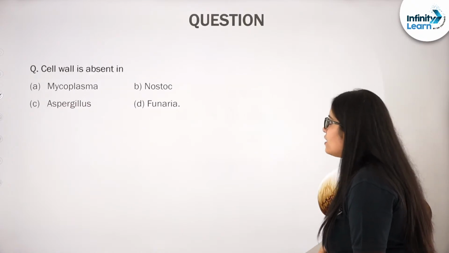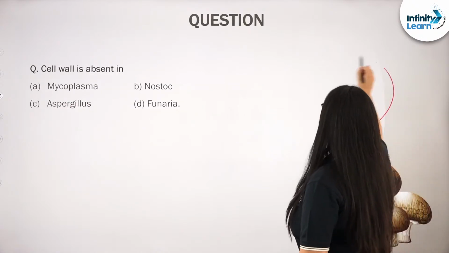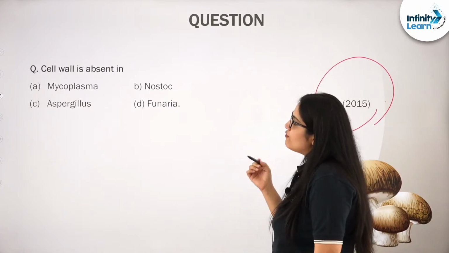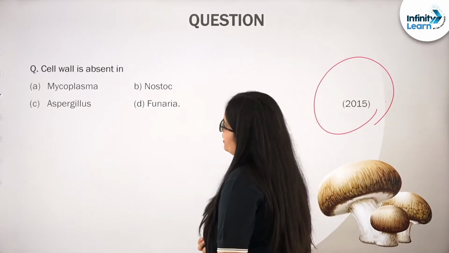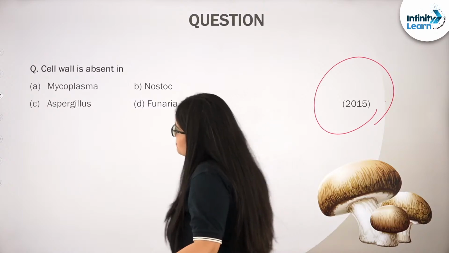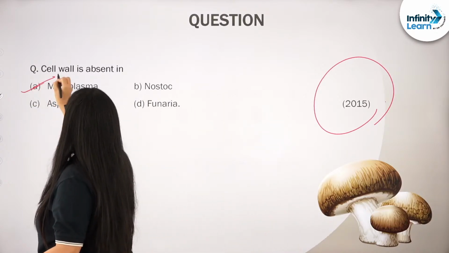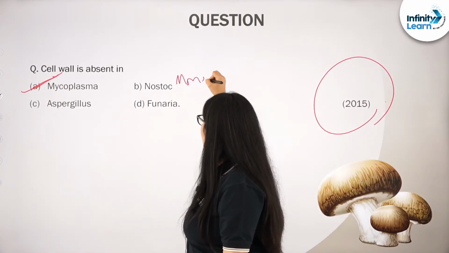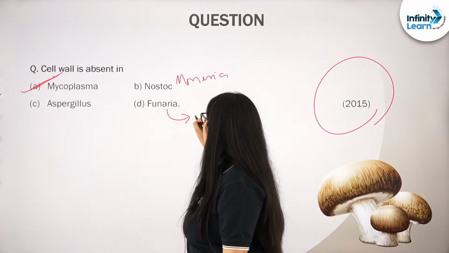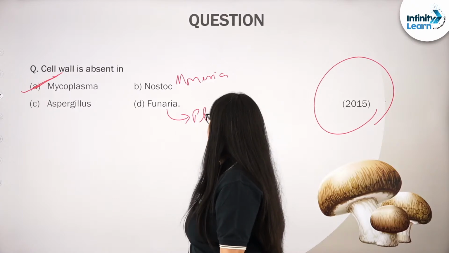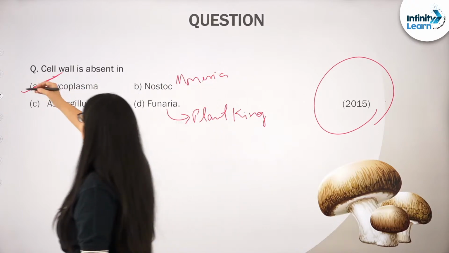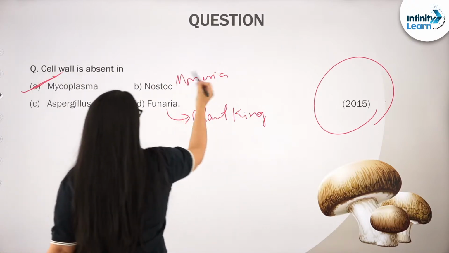Next, cell wall is absent in. This question was asked in NEET 2015. Cell wall is absent in, what do you think, which one? Cell wall is absent in mycoplasma, my kids. Nostoc is a member of Monera. Funaria is a member of plant kingdom. Oh, sorry, Monera I wrote. I'm sorry, I need to write this again.